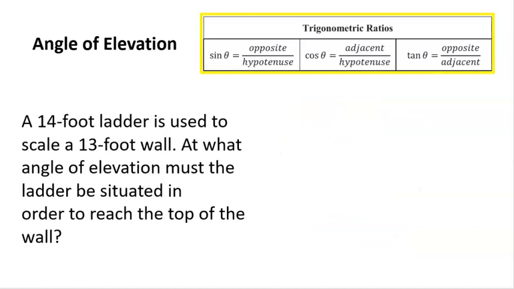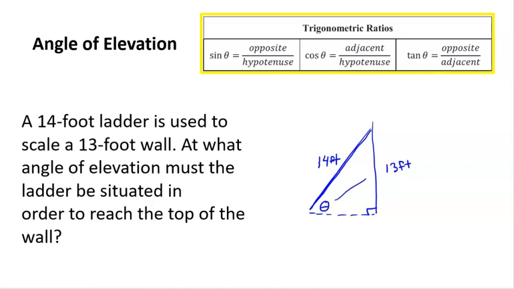All right, let's use another one. It says a 14-foot ladder is used to scale a 13-foot wall. So we've got our wall here, and that's going to be 13 feet. And then we have a ladder here that is 14 feet. And then it says, at what angle of elevation must the ladder be situated? So angle of elevation, remember, is this bottom angle here. So we're going to call that theta.